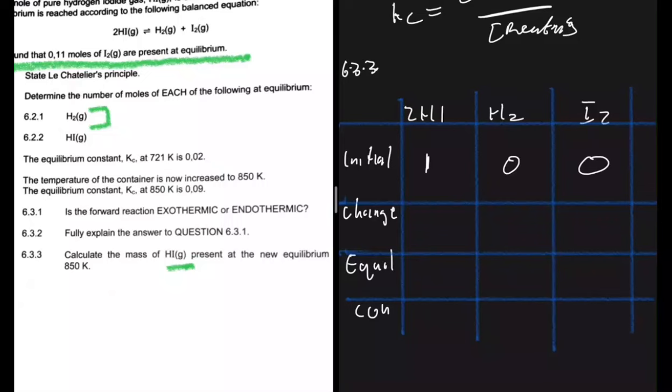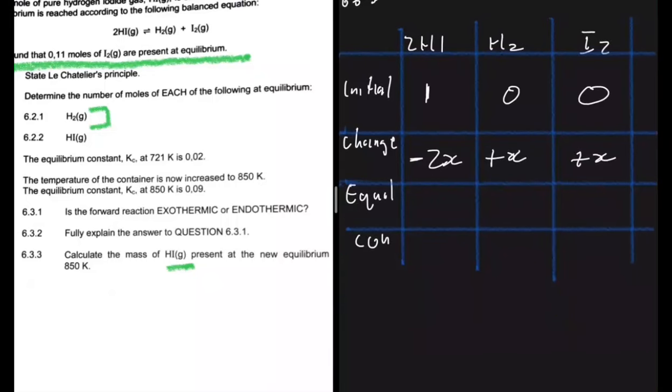We don't know the change anymore, so we can put a variable in place of the change. We know that for the reactants you have to subtract, so let's say minus 2x. And if this is minus 2x and we have a balancing coefficient of 2, then for H2 it should be plus x, because the balancing coefficient there is 1, and then plus x again. And then for HI at equilibrium, we're going to have 1 minus 2x. And then for H2, we're going to have 0 plus x, then 0 plus x.